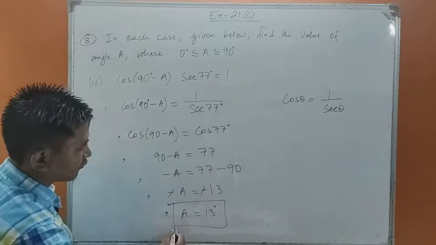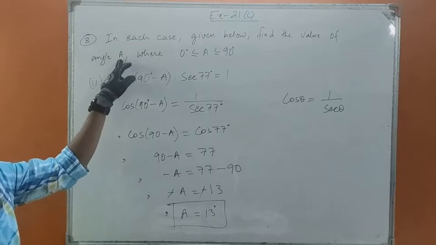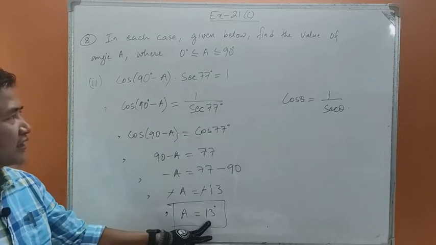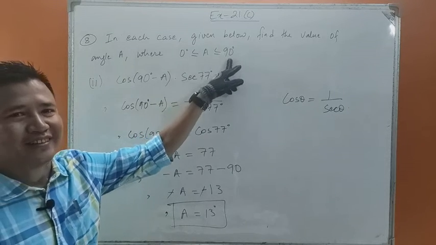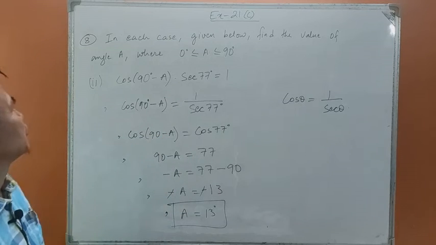So this is the value of a. We were asked to find the value of a, isn't it? So the value of a is 13 degree. And 13 degree lies between 0 degree and 90 degree. I hope you got this. Now let us move on to question number 9.